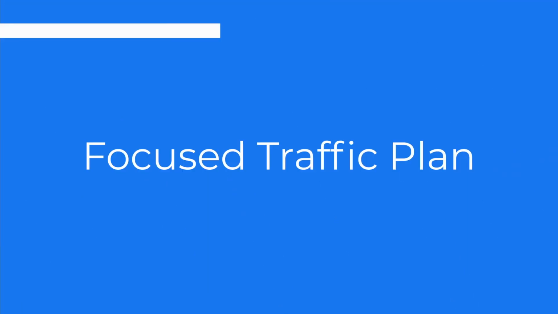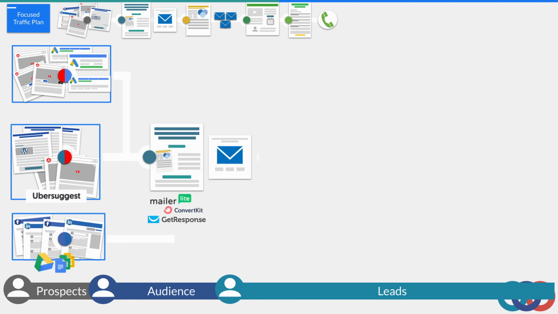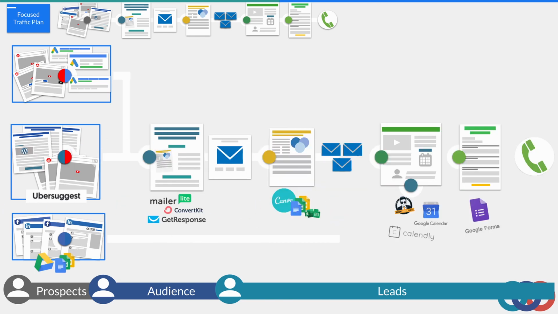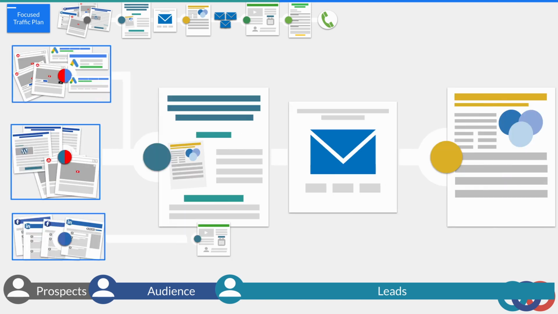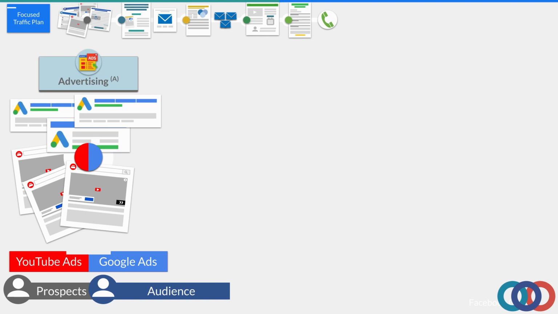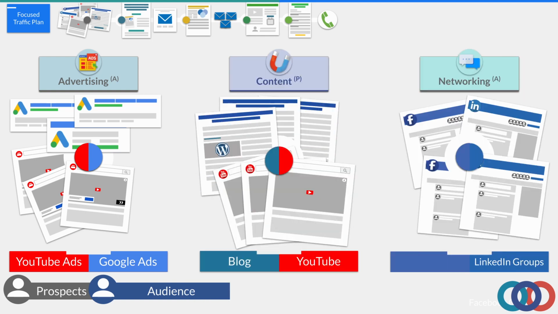The last part of your B2B sales funnel is going to be traffic. Now, because you're driving leads, you want to be very specific with your traffic sources. There are 3 traffic strategies you can use across 6 different platforms. We have paid advertising, content marketing, and networking.